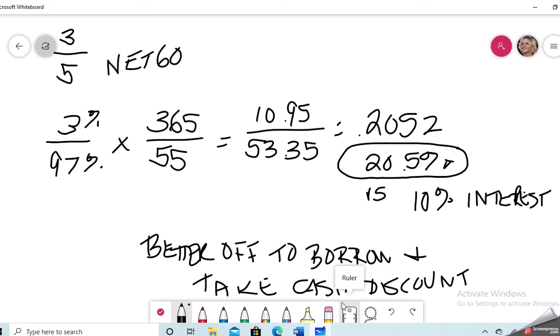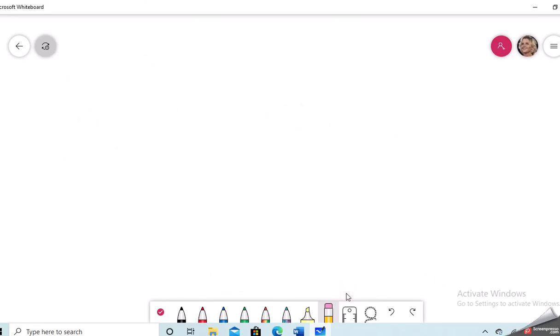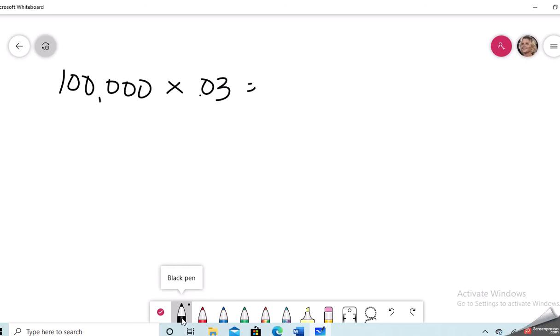And then we could solve for that mathematically if we wanted to. So we could clear this and say, okay, we're saving 3%. Say we bought $100,000 worth of product, and we paid in those 5 days. So we would be saving $3,000 by taking that cash discount.